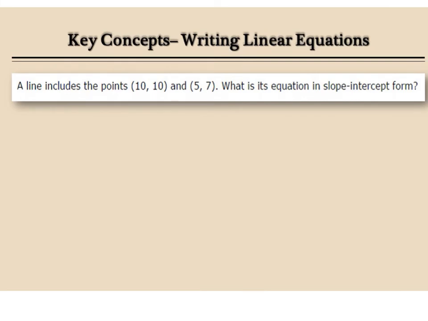Next problem. A line includes the points 10, 10 and 5, 7. What is its equation in slope-intercept form? Well, I need to find slope, and then I'm going to have to solve for b, and I can solve for b using either one of those points. So I'm going to solve for my slope. I'm going to do 10 minus 7 over 10 minus 5, and I get 3/5 as my slope.